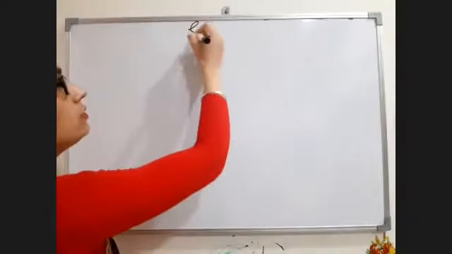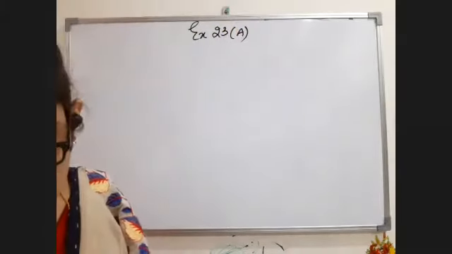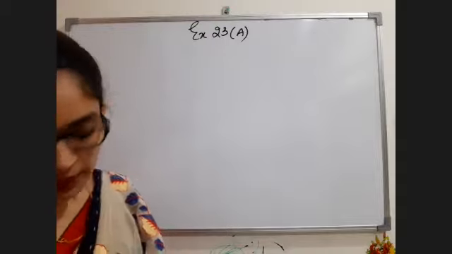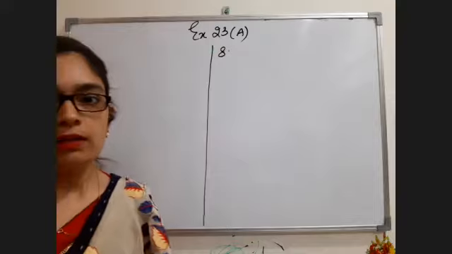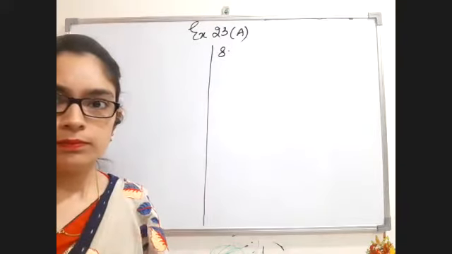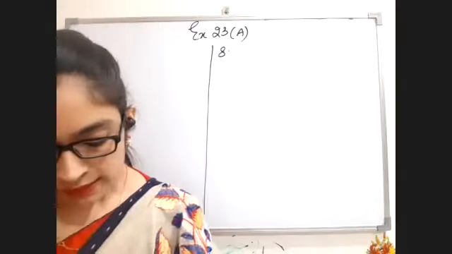So exercise 23A, we are going to start from 8th question. Till 7th, do you have any doubts? Anyone? No. Let's start. 8th question is also like a true and false.